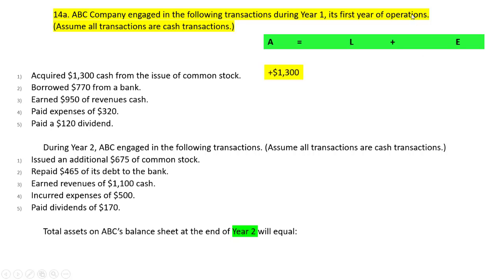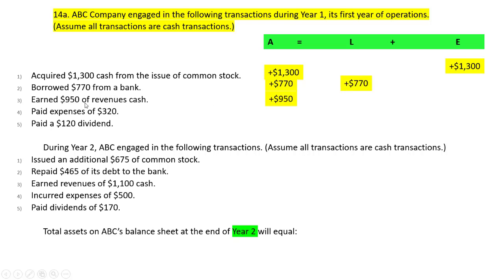Our first transaction has to do with issuing common stock for $1,300. That increases assets by $1,300. We borrow $770 from the bank. That increases cash, or another asset, by $770.